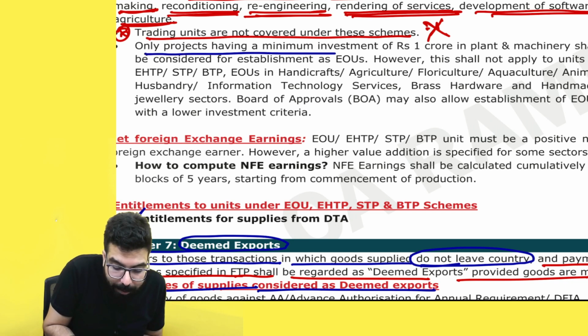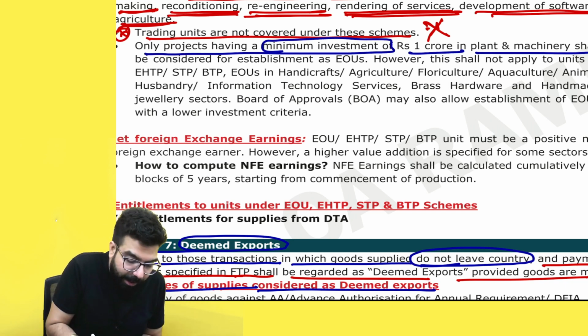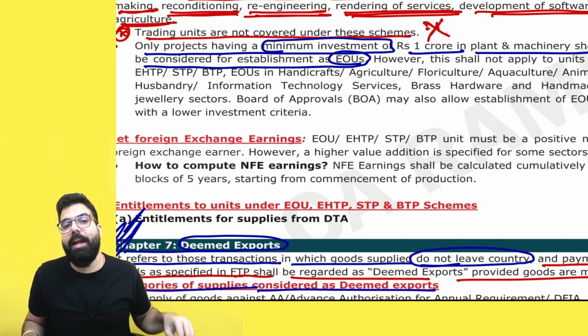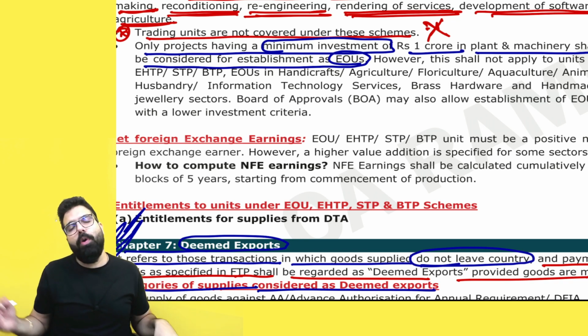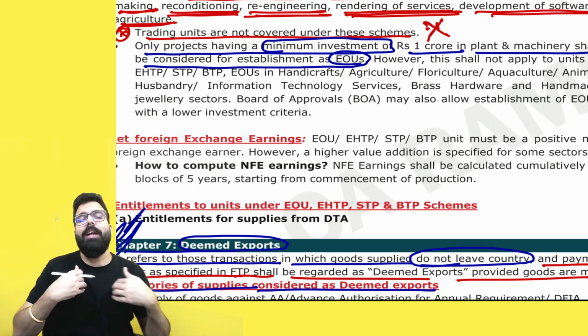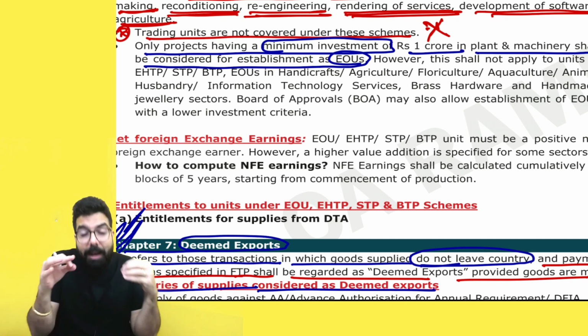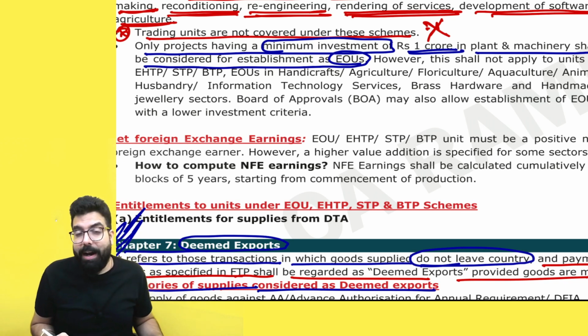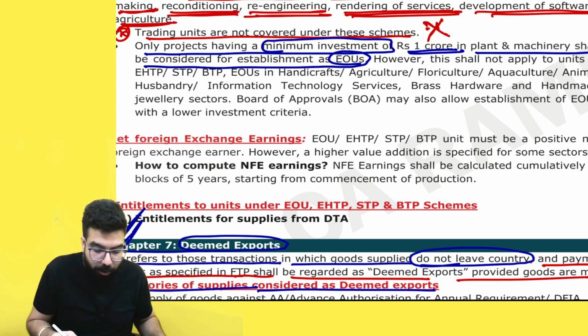The next, only a project having a minimum investment of 1 crore in plant and machinery shall be considered to set up in an EOU. If you want to set up yourself under an EOU as an export oriented unit, then you can import inputs and capital goods without payment of any custom duty. But to set up yourself as an export oriented unit, the minimum investment required, they are telling, is 1 crore rupees in plant and machinery.